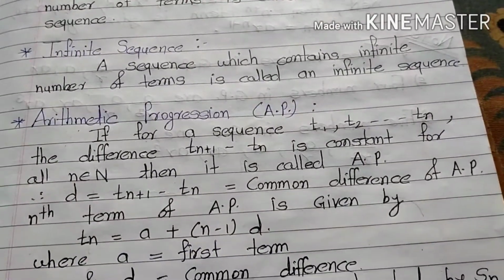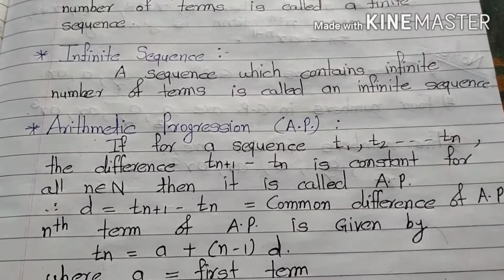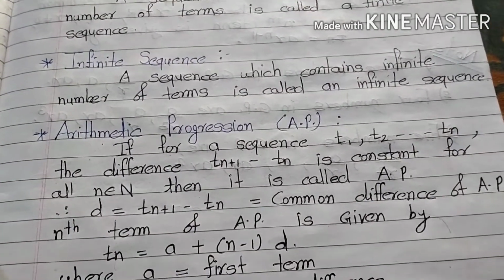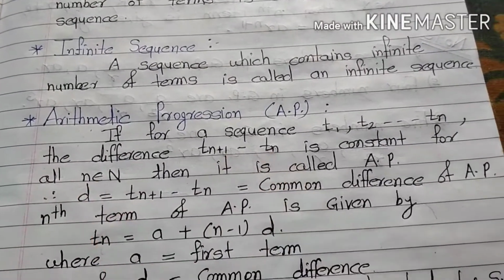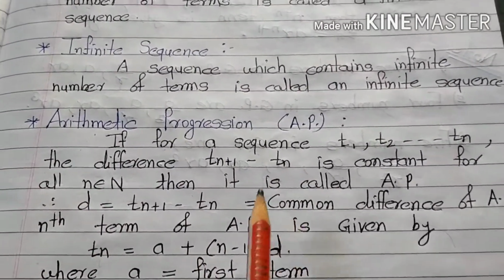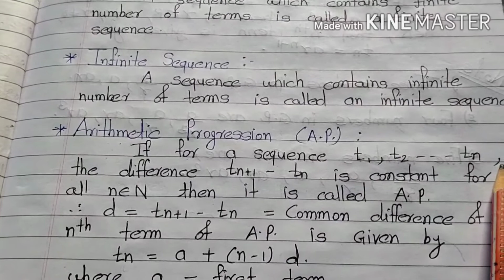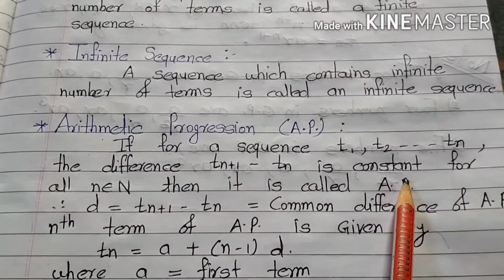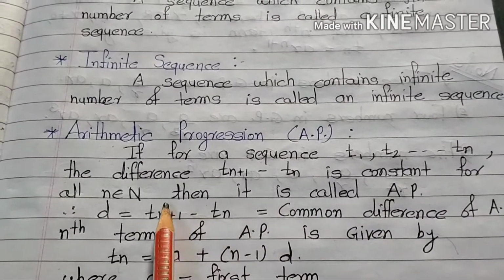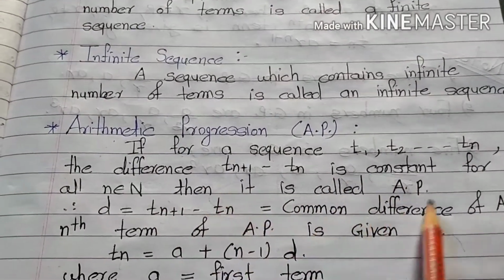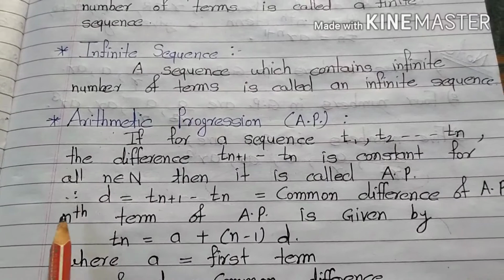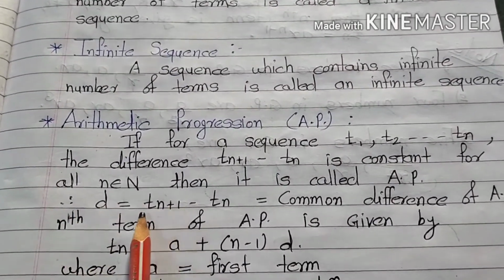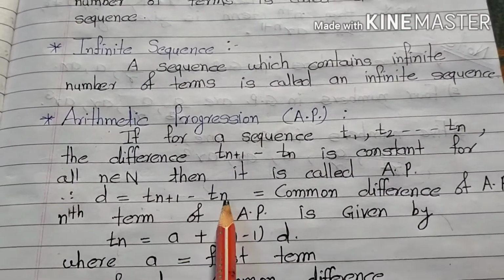Now a sequence that follows some specific formula is called a progression. So first progression, arithmetic progression. If for a sequence T1, T2 up to Tn, the difference Tn plus 1 minus Tn is constant for all n belonging to the natural numbers, then it is called an arithmetic progression. Here D is the common difference, which is equal to Tn plus 1 minus Tn.